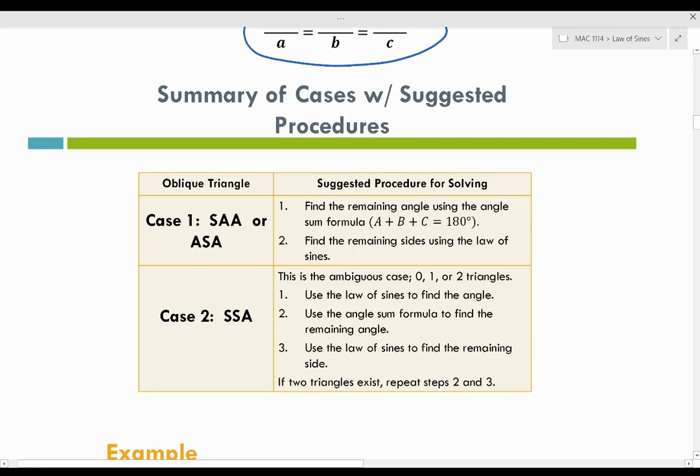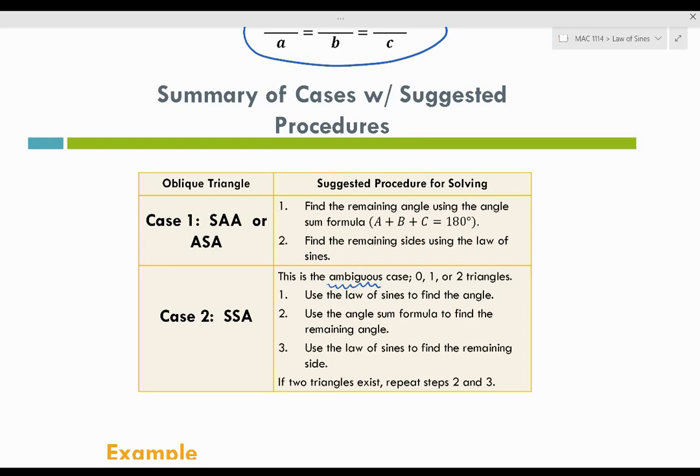For case 2, if we have a side-side-angle, this is the ambiguous case. Ambiguous means that you don't know, or there's something that's not clear. So anytime you have the ambiguous case, you could end up with 0, 1, or 2 triangles. We're going to do examples of all three of those so that you can see the difference. But if you end up in the ambiguous case, you're going to follow these steps.